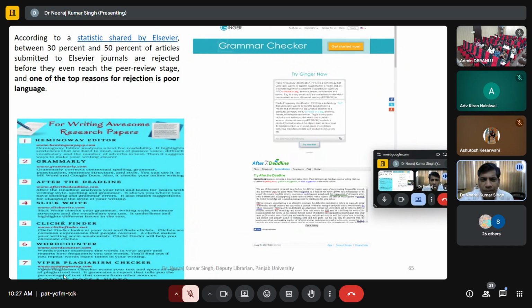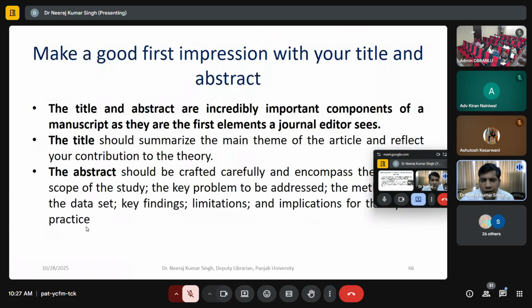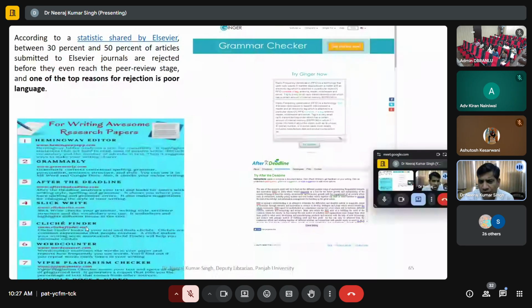And then, the very important thing: this is the data released by Elsevier that 50% of articles submitted to Elsevier journals got rejected because of poor grammar. So if you are good in English, then there is no problem. But if you are not comfortable or confident in English, then I think you can use Grammarly or Silkwrite. These are free tools, or you can use Trinka. Trinka is also a very good tool.